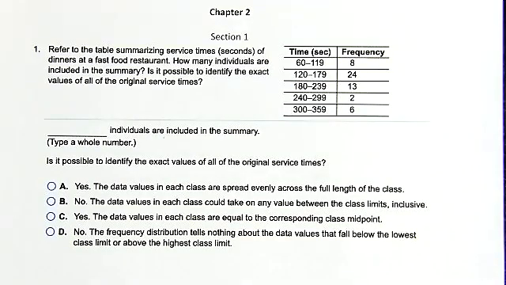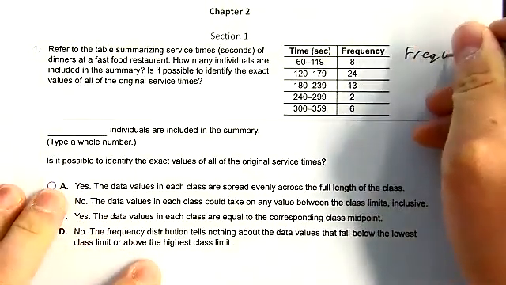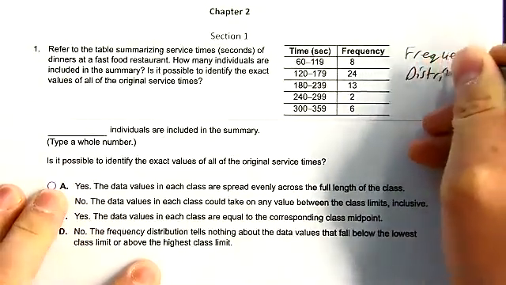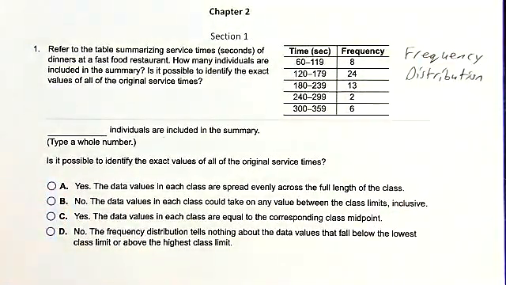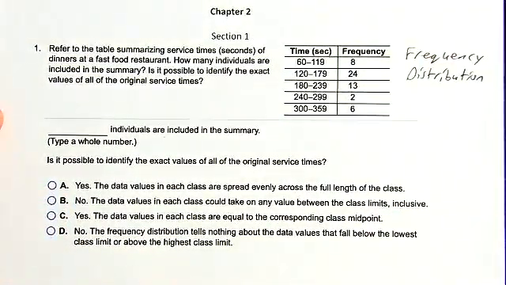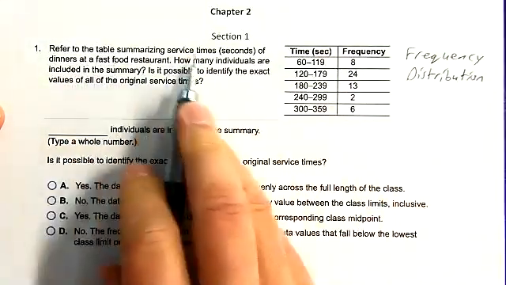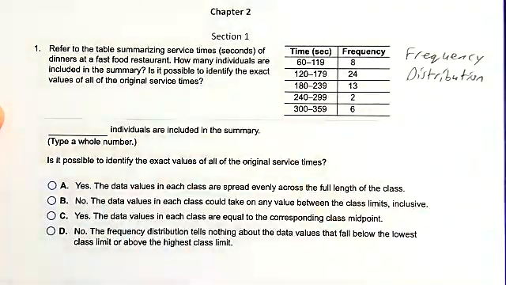So in section 2.1, the first thing we're going to introduce is what's called a frequency table, or a frequency distribution. And what it does is it organizes information. So this says we're looking at service times at a fast food restaurant, and we want to get a sense of, well, how long does it take to get through the fast food restaurant?